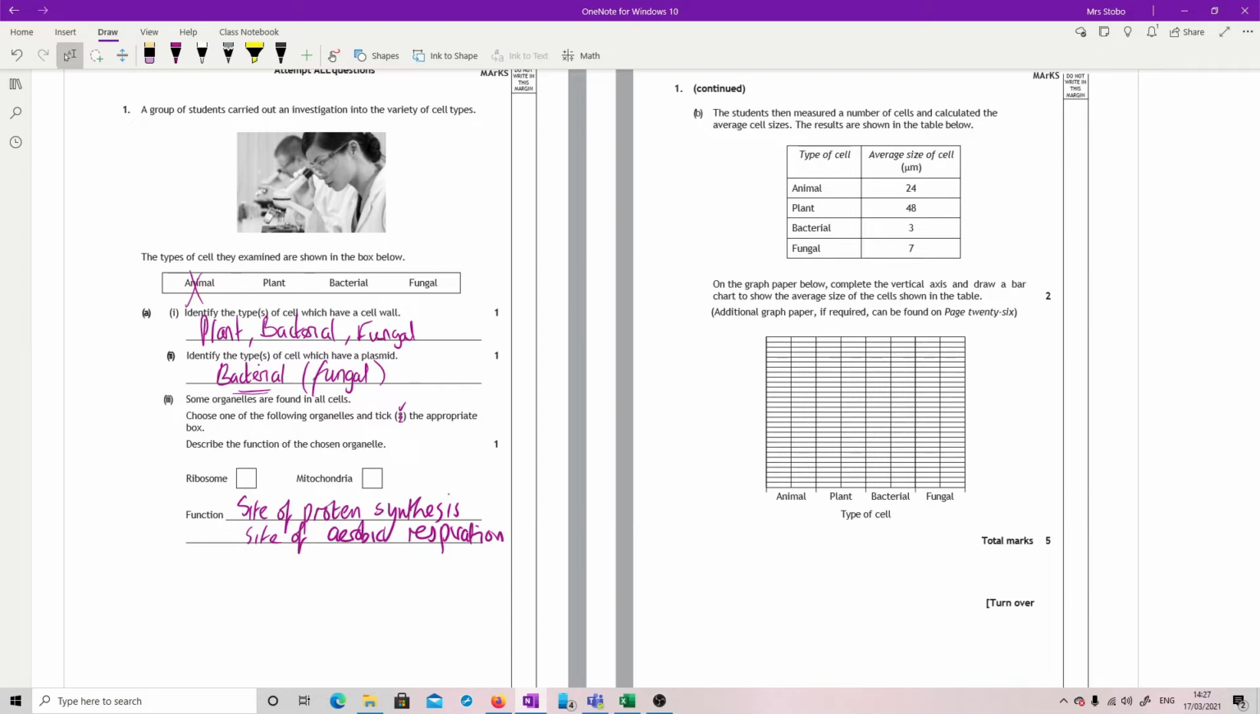Okay, you then had a graph to draw. Students measured the number of cells, calculated the average cell sizes. Results are shown in the table below. On the graph paper below, complete the vertical axis and draw a bar chart. So it's a little bit gifty. It's a bar rather than a line. It's worth 2 marks. That means that you're looking for completing the vertical axis for 1 mark and then drawing the chart to get the second mark.